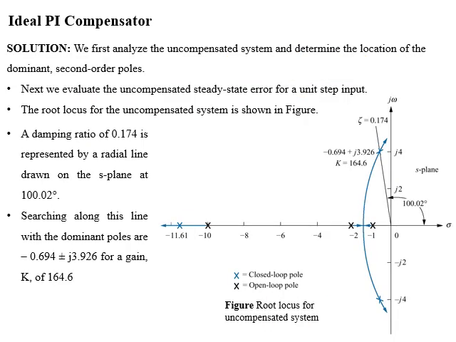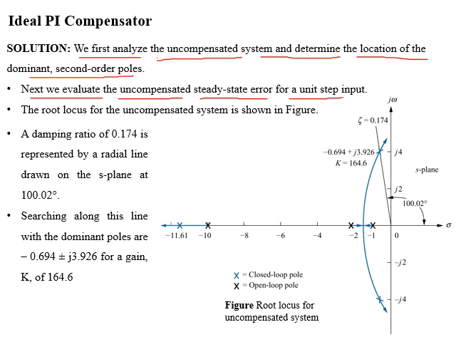Dear students, we will start the solution by analyzing the uncompensated system and will determine the location of the dominant second order poles. Next we will find the steady state error for the step input when the uncompensated network is operating at a damping ratio of 0.174.